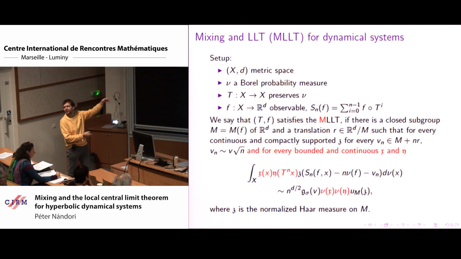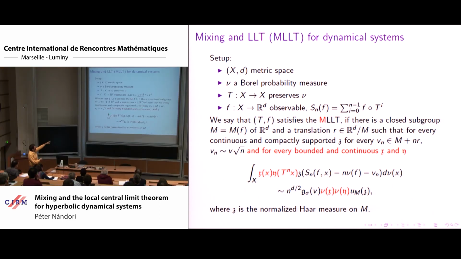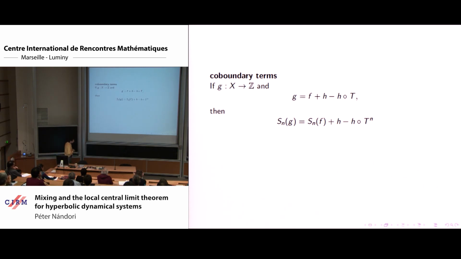So if you forget about everything black, then you get mixing, right? So the red part here is mixing. And if you combine the two together, then you get a mixing LLT, which I call MLLT. Good. So I'll give examples, but first I develop a little bit an abstract framework.